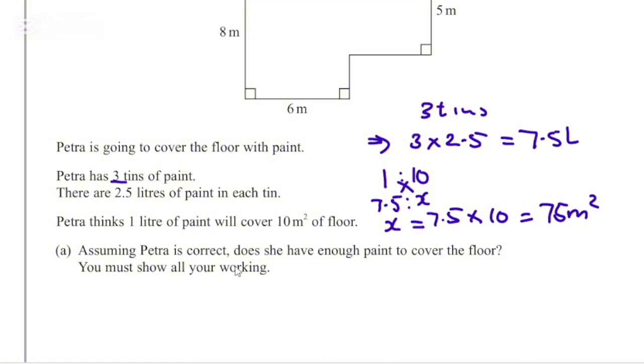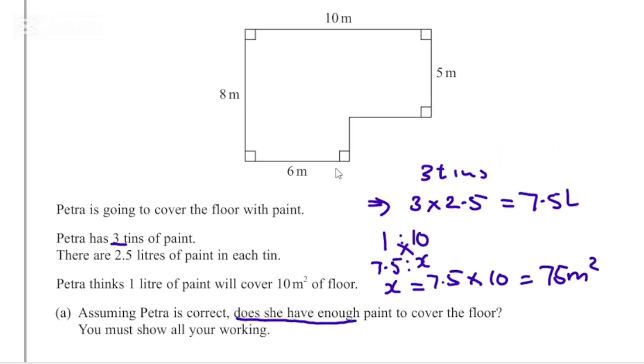Now, to answer the question, if Petra has enough paint, we need to find the total area of this. If the area of this floor is going to be greater than this, it means she has less paint. But if the area is going to be less than 75 square meters, then it means Petra has enough paint. So this is a compound shape. We can work out the area by dividing the shape like this. When we divide the shape like this, we can call this area A, this one area B, right?